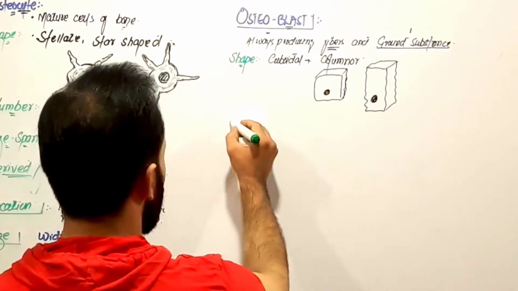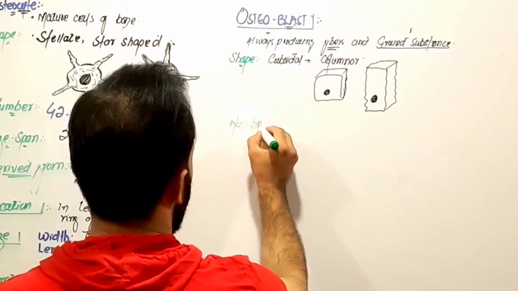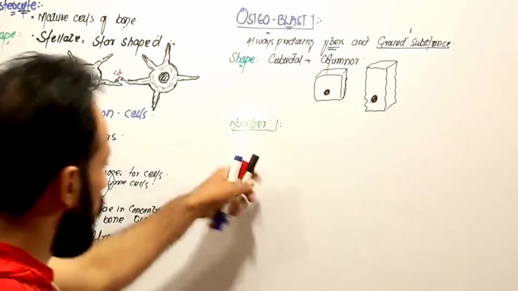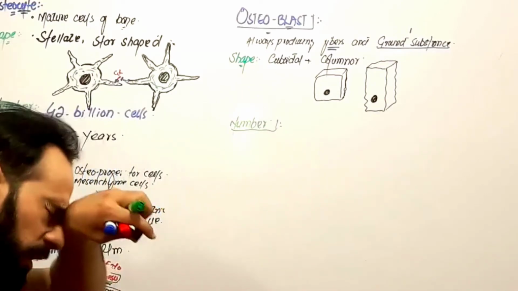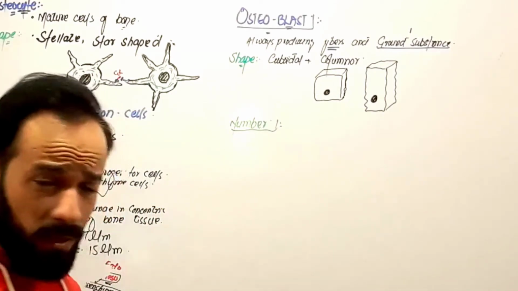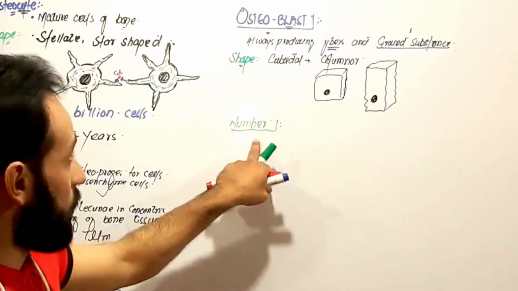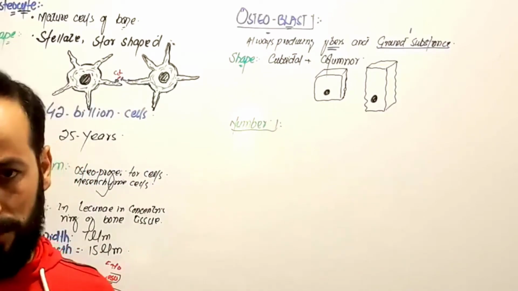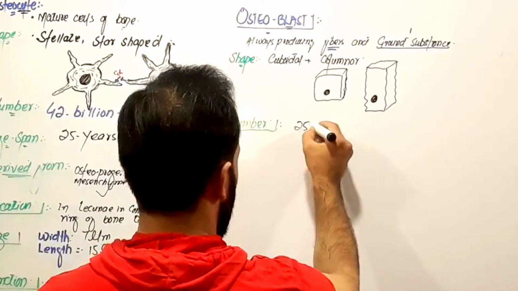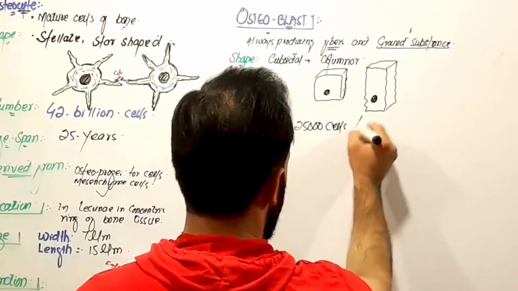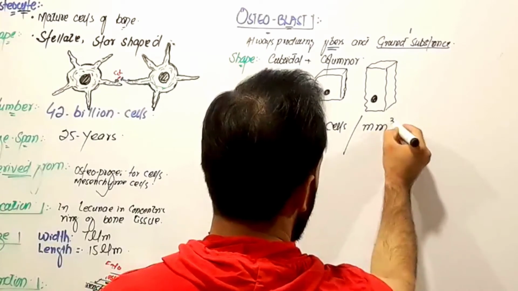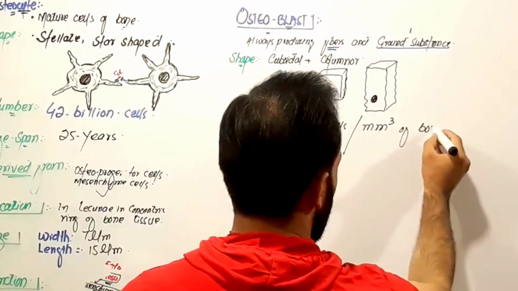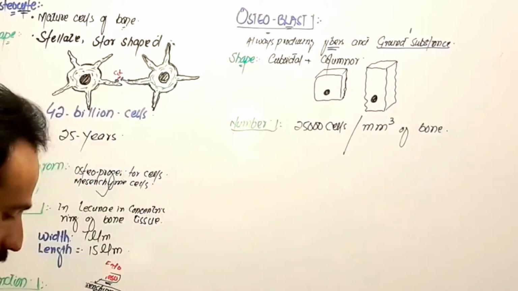Then what is their number? How many osteoblasts do we have in our body? You know, here I told you 42 billion cells. And what is their number? So the books say that there are 25,000 osteoblasts per cubic millimeter of the bone, right? So there are about 25,000 cells per cubic millimeter of bone. Done. So this was their number.